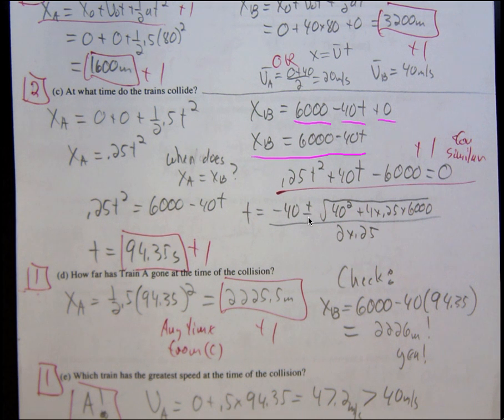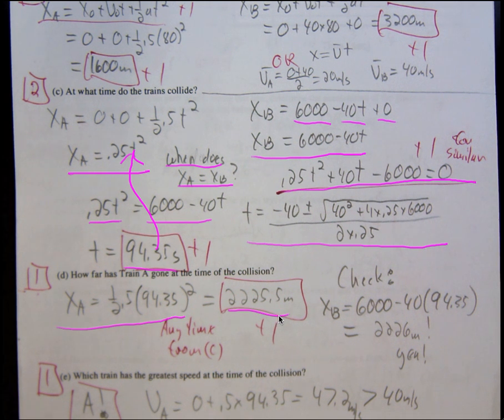What I want to do is find the intersection of these two lines. So I'm answering the question, when does XA equal XB? I set the two equal, write it out as a quadratic, and solve the quadratic, and I get 94.35 seconds. How far has train A gone at the time of the collision? I just take this time and put it back into my train A equation, and I get 2225.5 meters. They didn't ask for this, but if I put this time into the train B equation, I get essentially the same answer, so I know I'm right, so yay.